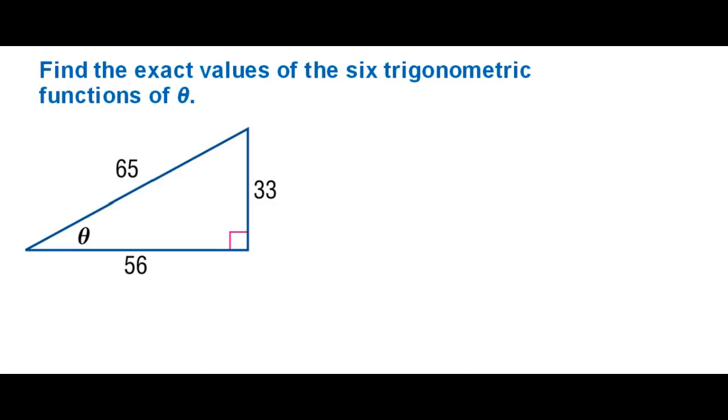So let's now apply that to find the exact values of those trig functions. If we label the hypotenuse, I'll keep consistent and label the hypotenuse red. With this angle theta, the opposite leg to theta would be this 33, and the adjacent leg to theta would be this 56, which touches it.